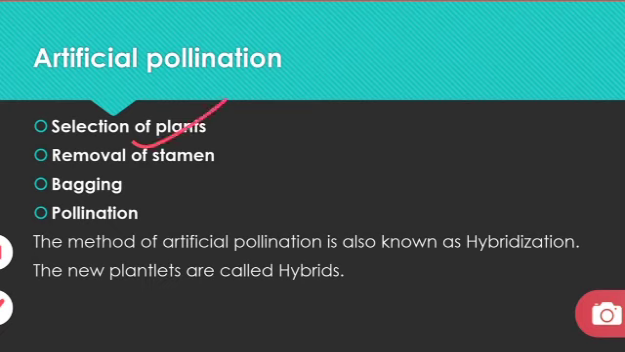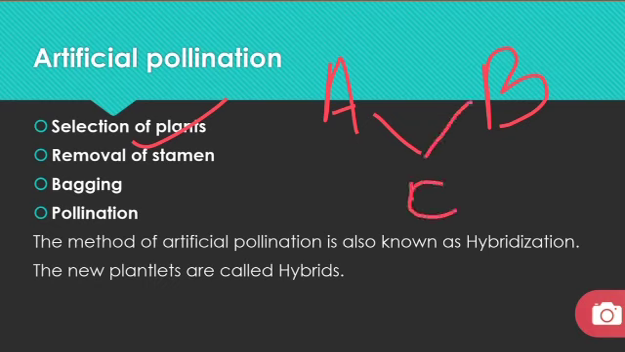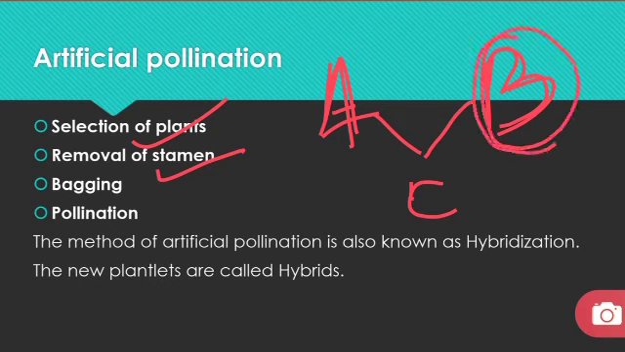Now what is the meaning of selection of plant? Suppose you have taken two plants, plant A and plant B. Okay, now you want the characteristics of plant A and plant B in your plant, that is plant C. Okay, so these are the two plants which you have selected. Then you will remove the stamen of one plant. Suppose you have removed the stamen. Stamen means the male part is removed from B, so only the female part will be there, and in A both male and female part will be there.